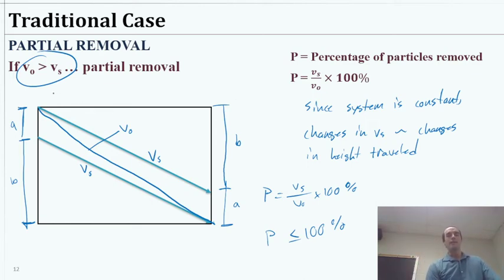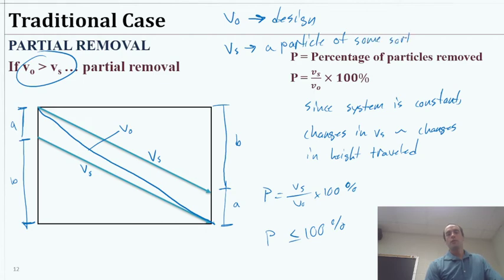V naught is the design velocity, and VS is some random Joe particle. Maybe that's the one we designed for, but it's whatever particle we happen to be talking about. Does that make sense?